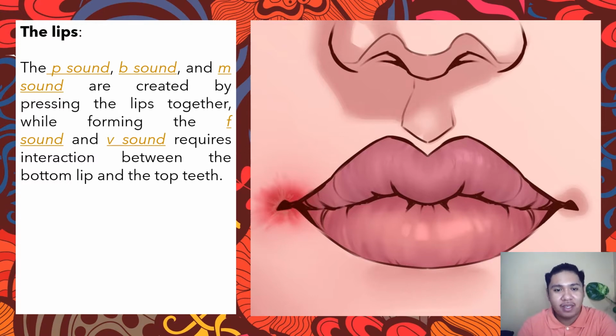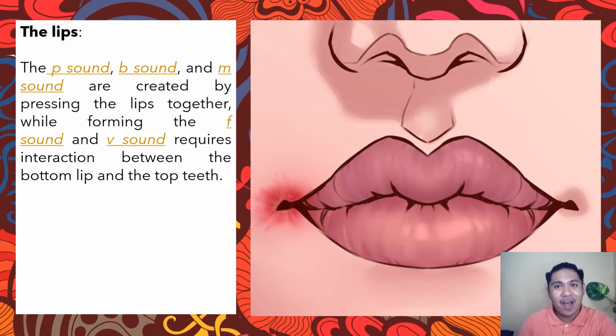How are they formed? Well, basically, these sounds require interaction between the bottom lip and the top of the teeth. Here. Okay, let's try it. Let's say F, F, F. How about V, V, V? Did you notice the interaction between the bottom lip and the top of the teeth? If you did, then you pronounced the letters correctly.